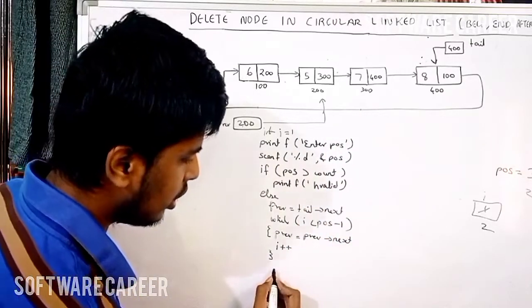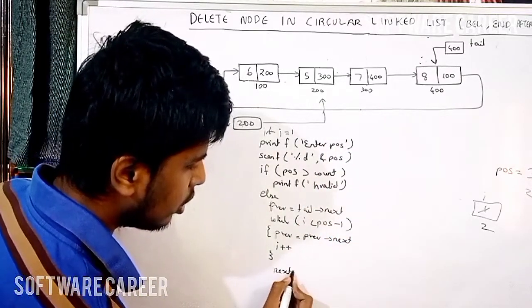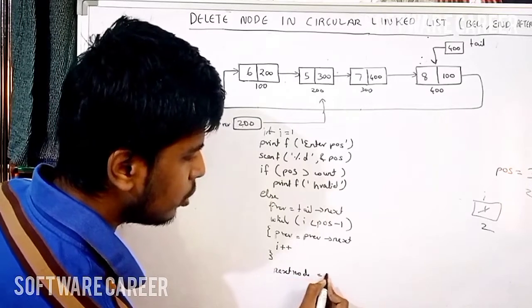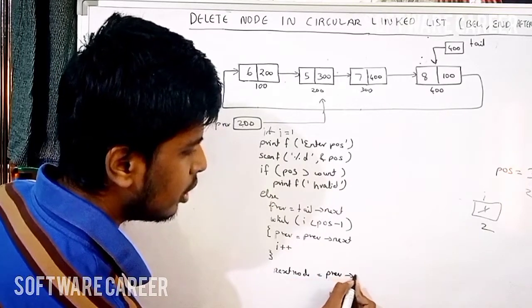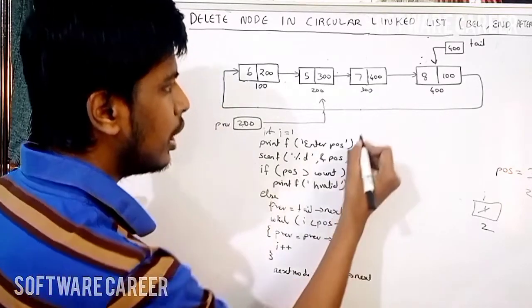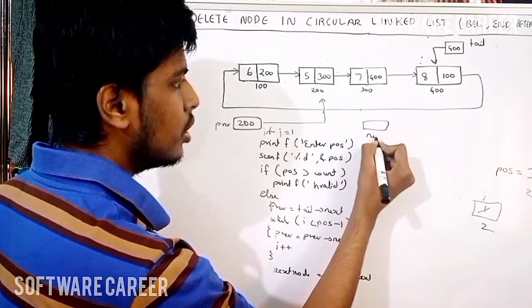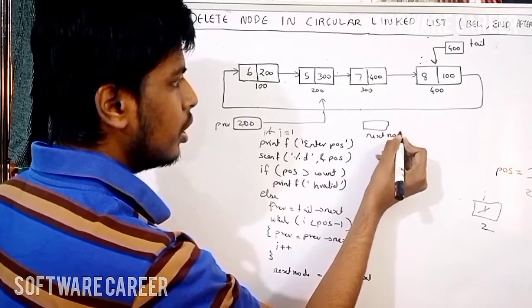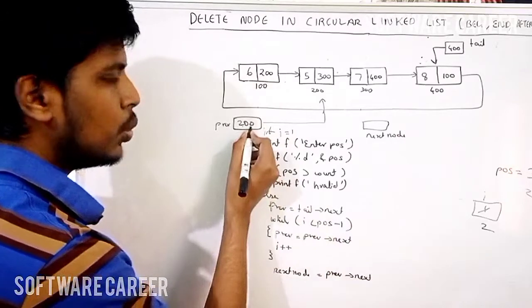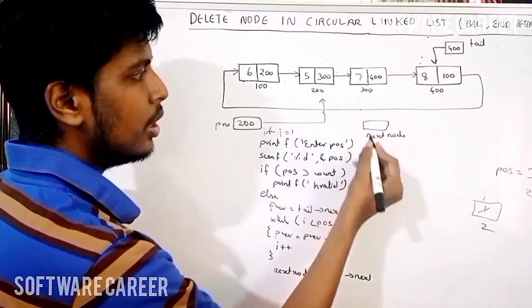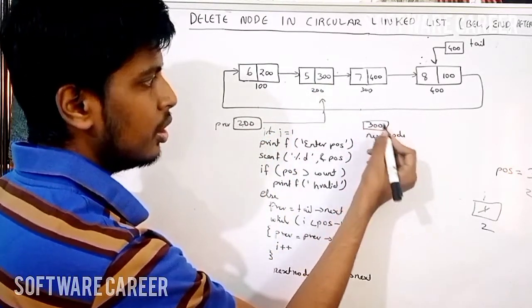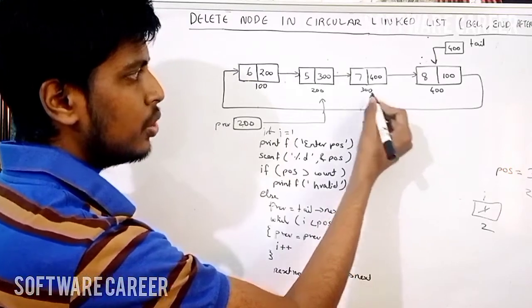Now I should take another variable, next node, that should point at 300. So I am writing the code. See here, next node equals previous next. I am creating a pointer called next node. Now what is previous next? Previous is 200. 200 next is 300. 300 is stored in this pointer next node, and this pointer is pointing to this node.